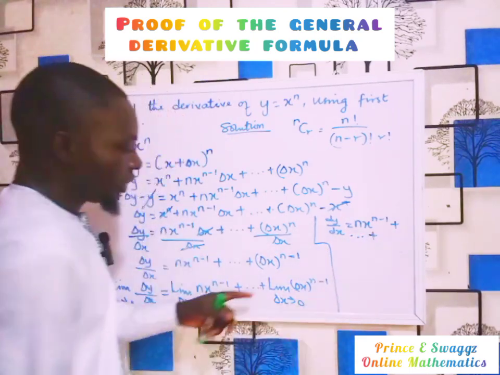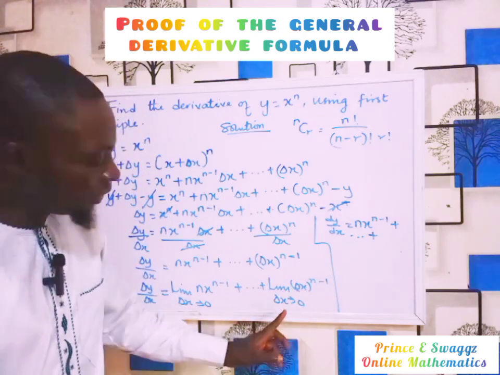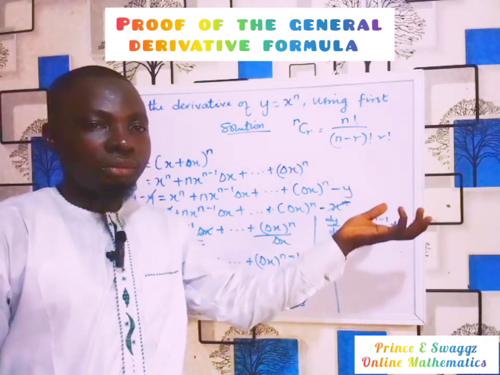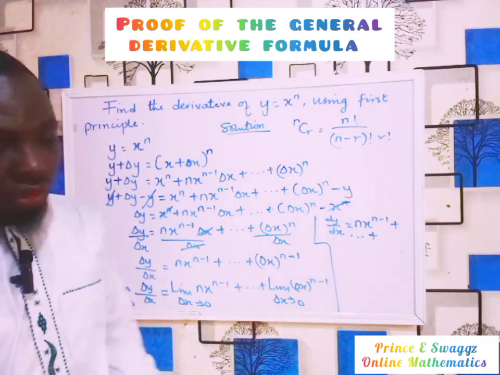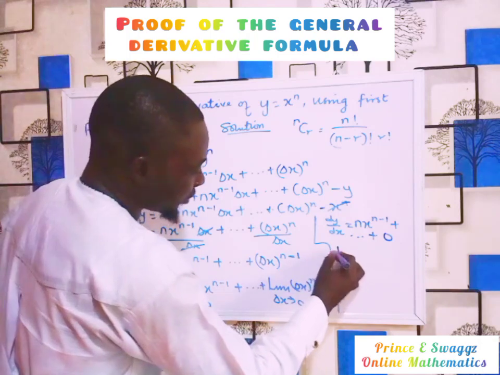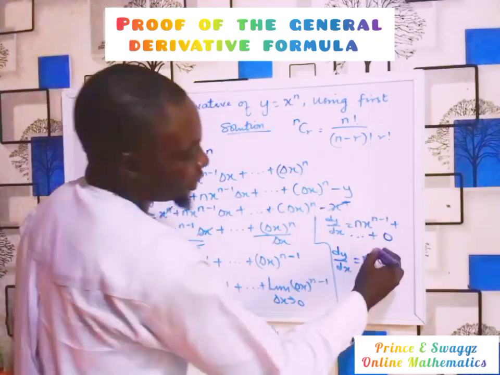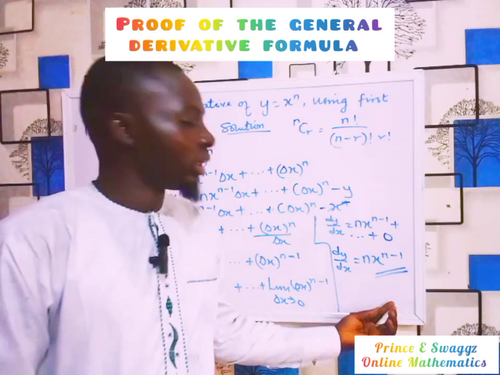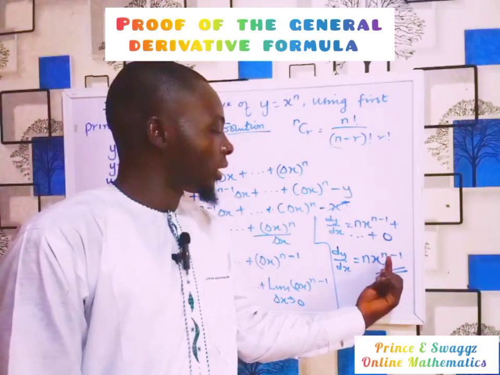dot dot dot plus. Now the limit of delta x all to the power n minus 1 as delta x tends to 0. I replace 0 for delta x here. And 0 raised to the power of any number, because this n represents a number, is always what? 0. So this will give us 0. Then we add everything together. I'm going to have dy over dx equals n x raised to the power n minus 1. And this is the general derivative formula, which is dy over dx equals n x raised to the power n minus 1.